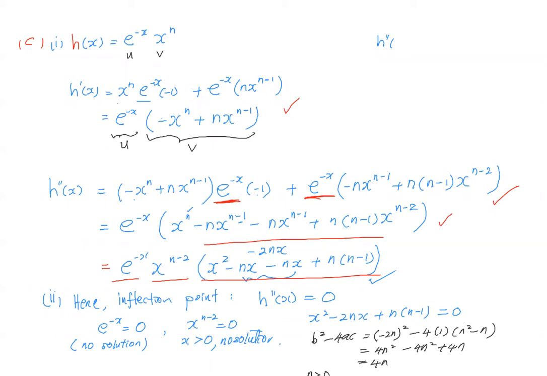So therefore, 4n is greater than 0. Therefore, it has 2 distinct roots, shown. To get the 2 marks, actually you just do this and you get the 2 marks already. But for those who want to get A+, you better do more. This step is a must to write down.